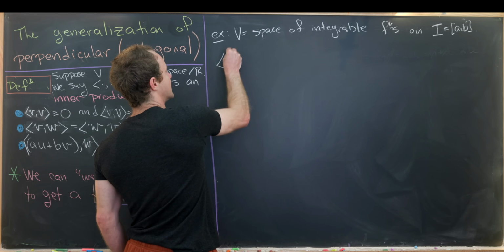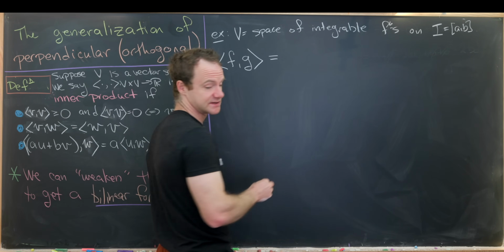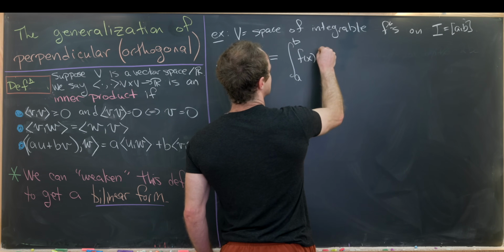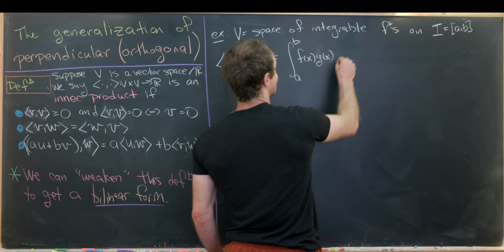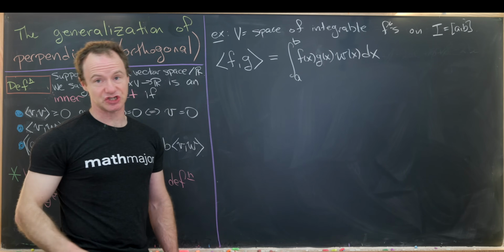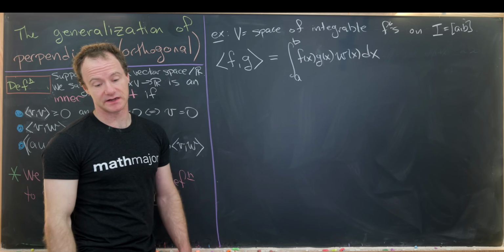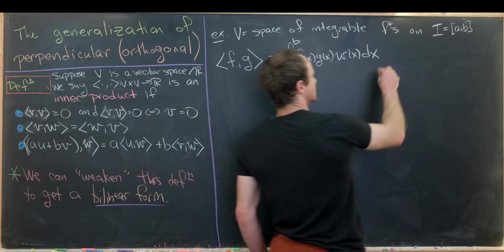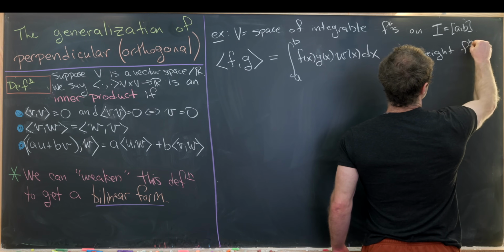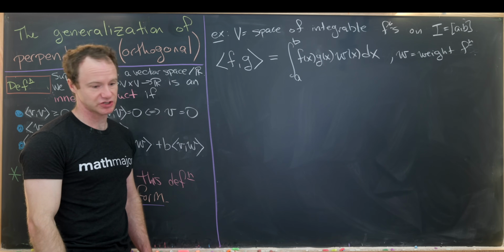So we need to define what it is to take the inner product of two integrable functions. And we'll define it like this. It'll be the integral from a to b of f of x times g of x times w of x. So notice our input is just f and g, but this w of x is always kind of there alongside f and g. So what is w? Well, w is called a weight function. And depending on exactly how you want to define your inner product, you might have different weight functions.